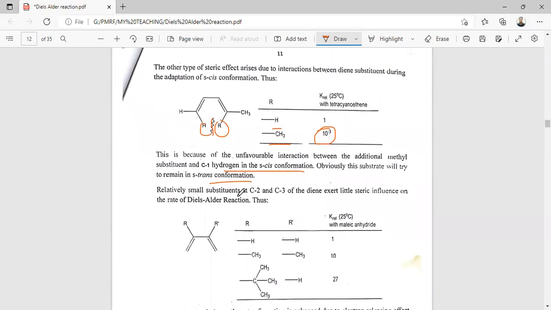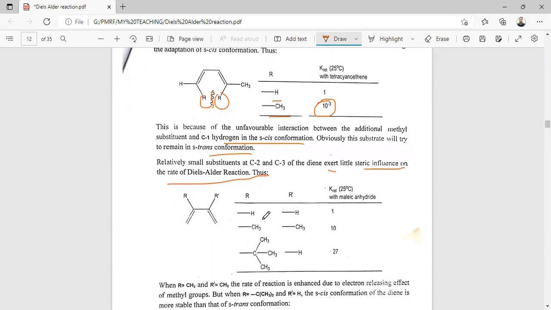So relatively small substituents on C2 and C3 of the diene exert little steric influence on the rate of the Diels Alder reaction. So when R' is CH3, the rate is slightly increased, and when this is tert-butyl and hydrogen, the rate is slightly increased. So that means the electron-donating substituent effect and the steric effect on the substituent at the C1 position is the most prominent compared to C2 and C3.